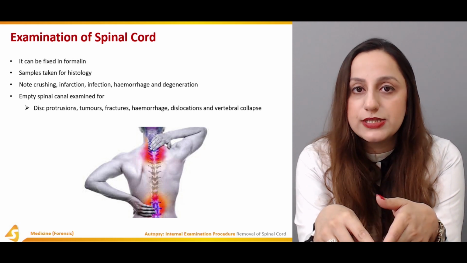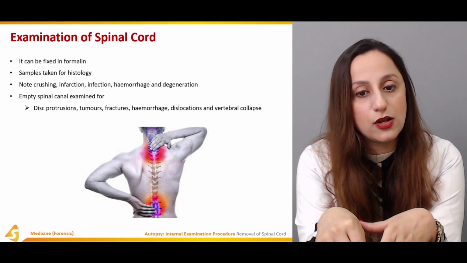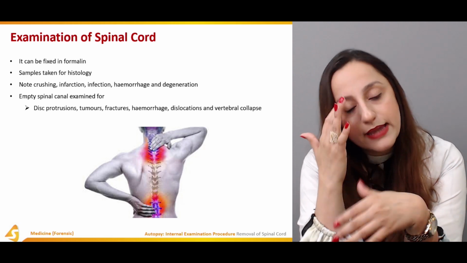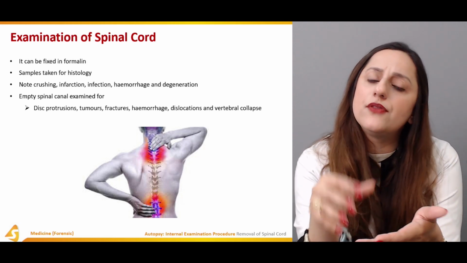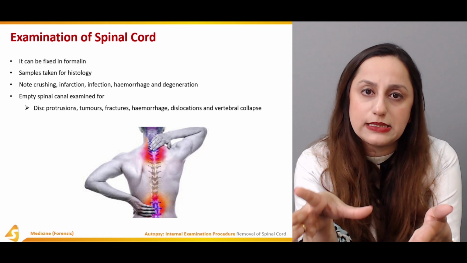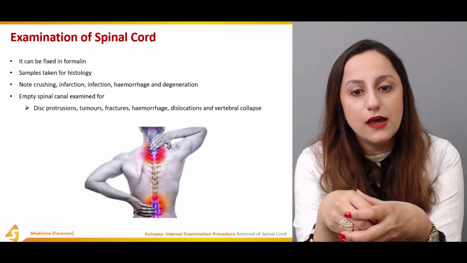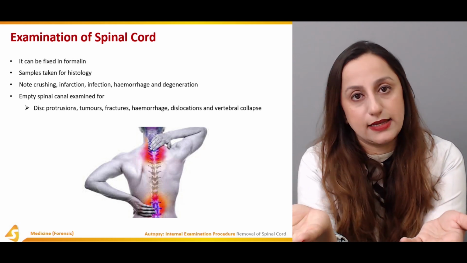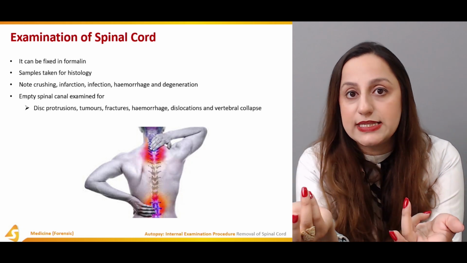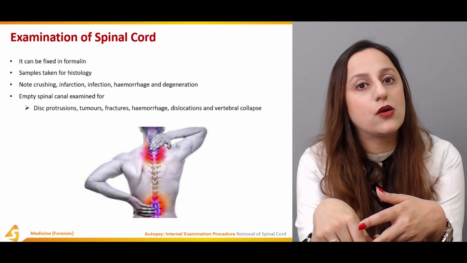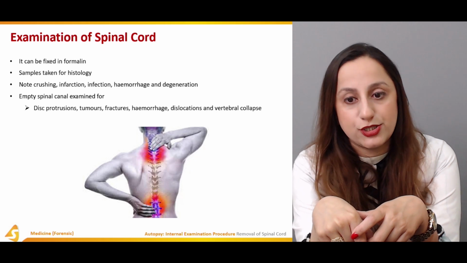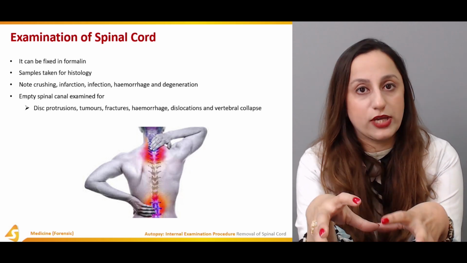The disc protrusions are very particular to the spinal cord only. As for tumors, there can be Hodgkin's lymphomas and any other lymph nodes if they are present in the vicinity, and that can be dealt with in detail. The fractures, of course, occur in transportational injuries, as I've already discussed, and hemorrhages are also a feature of transportational injuries. And now the dislocations.